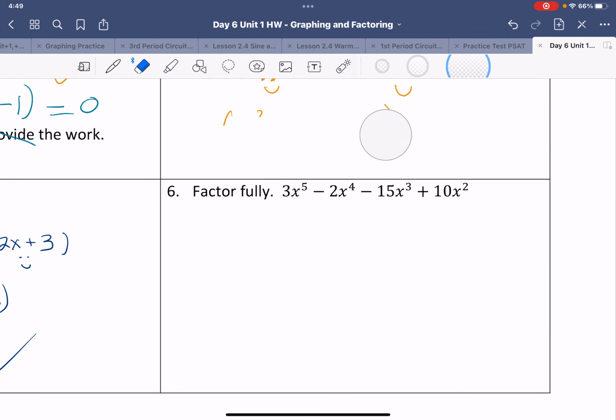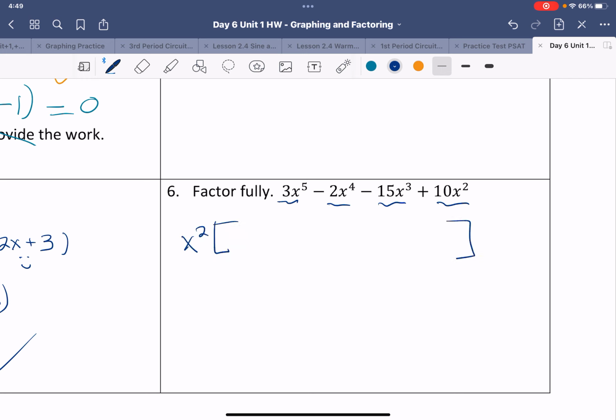Last question. This one is really interesting how you can take this. You technically could just factor by grouping if you wanted to right away. But what I notice is that all of them have an x squared in common. So I'm just going to go ahead and take an x squared out. And I'm using a bracket, and you'll see why soon.